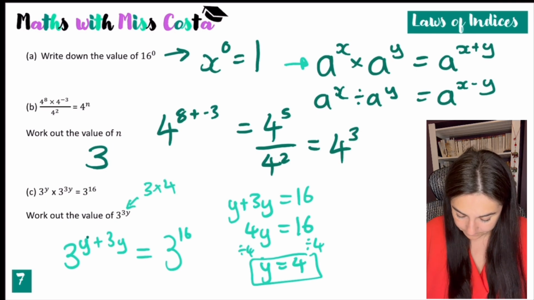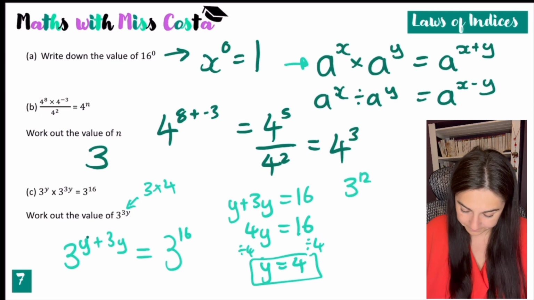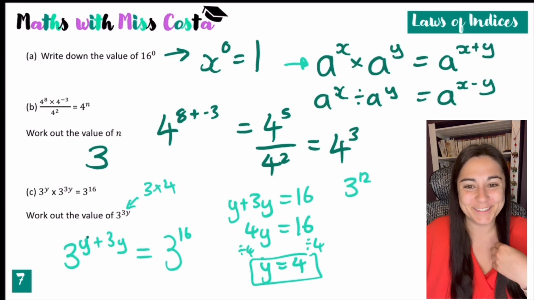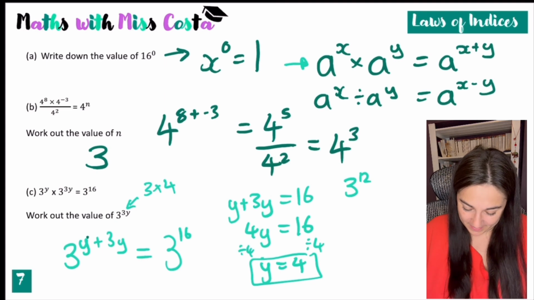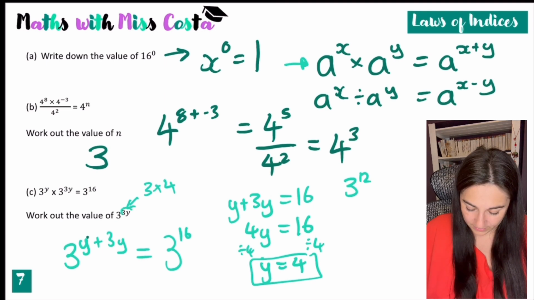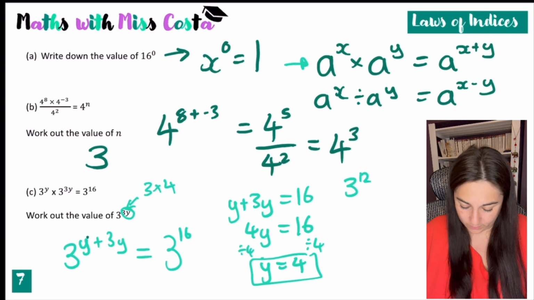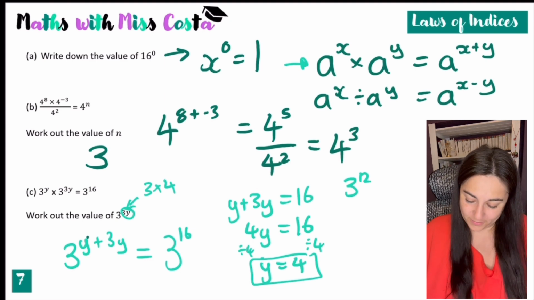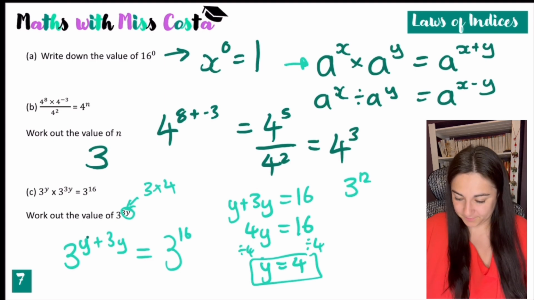So 3 to the power of 12 is what I need to do. Now it says work out the value of 3y, so I would have to do 3 to the power of 12, but I think I just miswrote that question. So I think it just meant work out the value of the 3y in that, and the value of the 3y would be 12. If not, you could do 3 multiplied by itself 12 times, but that is not what the question should be asking.